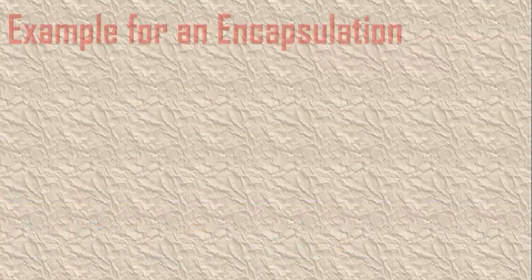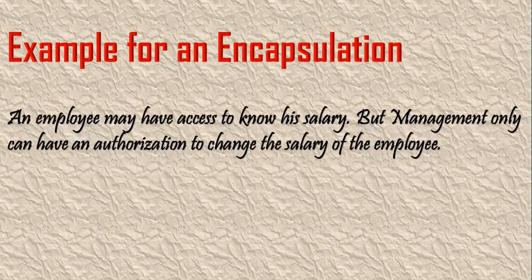If we need an example for encapsulation, we can consider this. An employee may have access to know his salary, but he cannot change the salary. Only management can have the authorization to change the salary of that employee. So the method display may have the public access specifier so that any one of the employees can see the salary. But access to data members and functions cannot be given as public. It can be private, so that only management will have the authorization to change the salary of that employee.